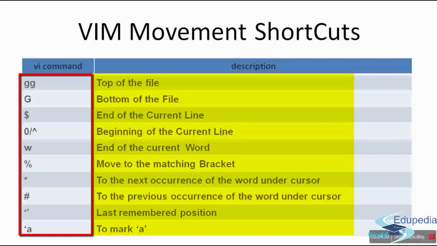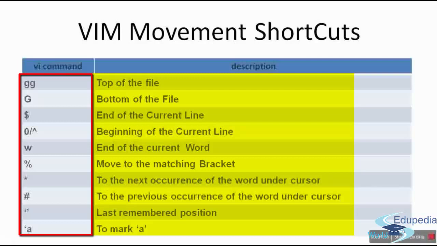Okay, then the star or the asterisk key, which is at the number 8. If you press shift and the number 8, it will be the asterisk key. What it does is it sees what word is there at your current cursor position.